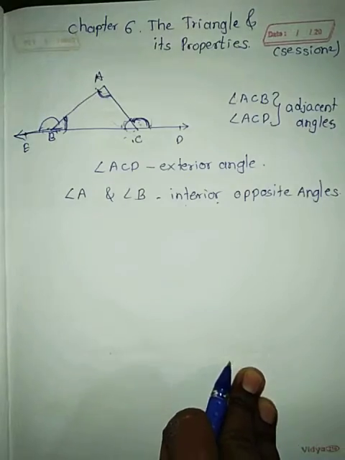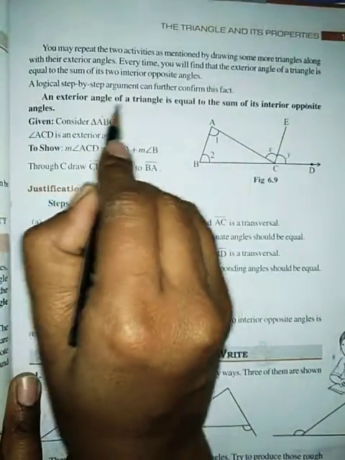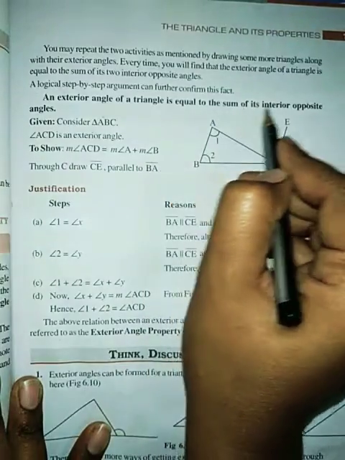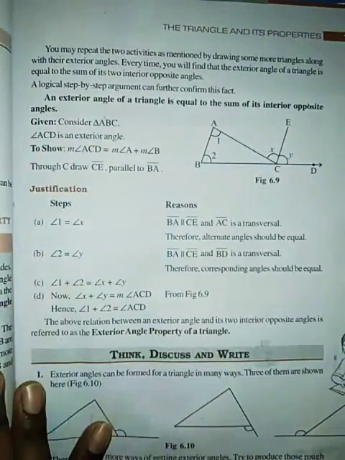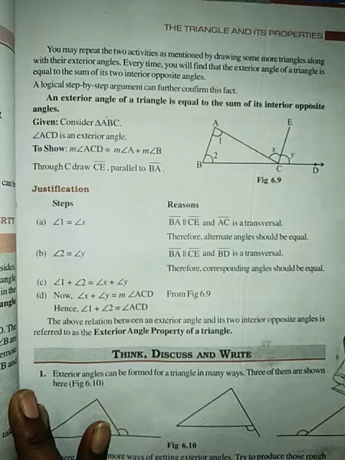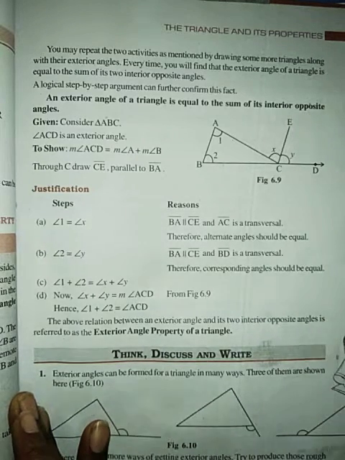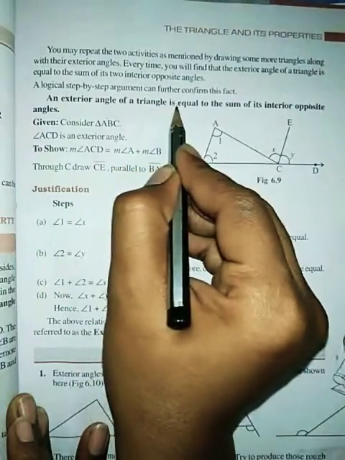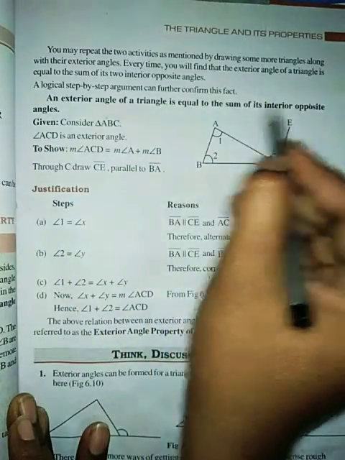Then the next point. See here, an exterior angle of a triangle is equal to the sum of its interior opposite angles. This is the property. First of all, we learned what the exterior angle is, which is the exterior angle, what the interior angles are, and which are the interior opposite angles of an exterior angle. Now we will see the property: an exterior angle of a triangle is equal to the sum of its interior opposite angles.